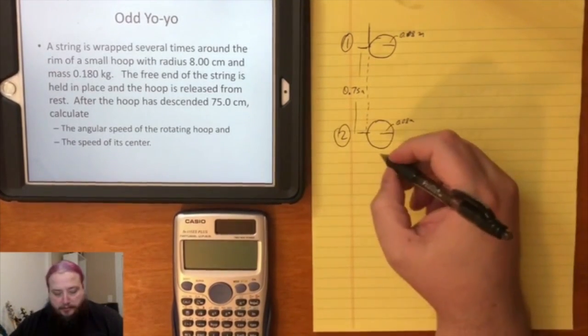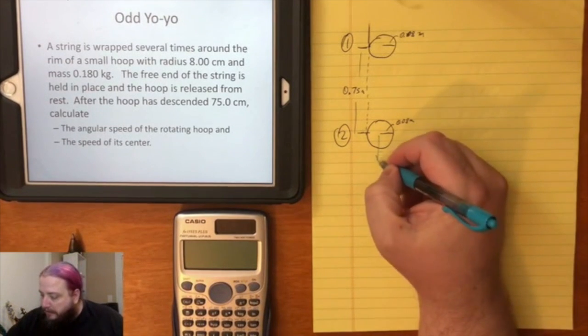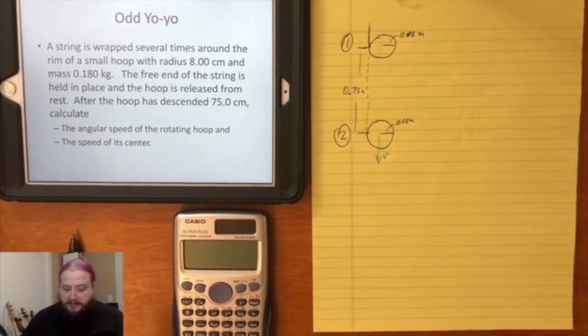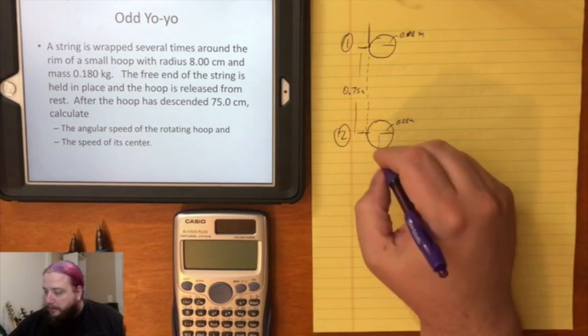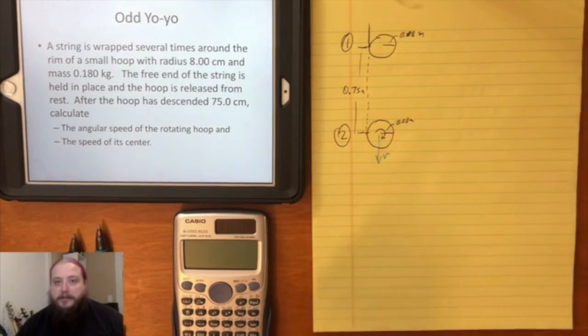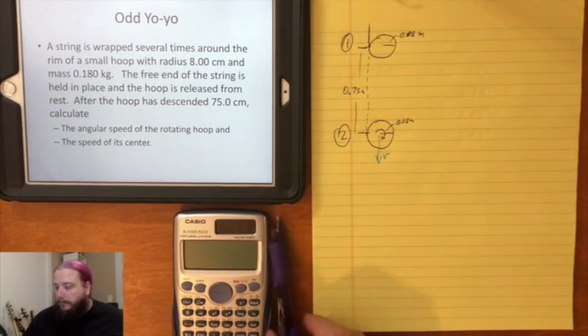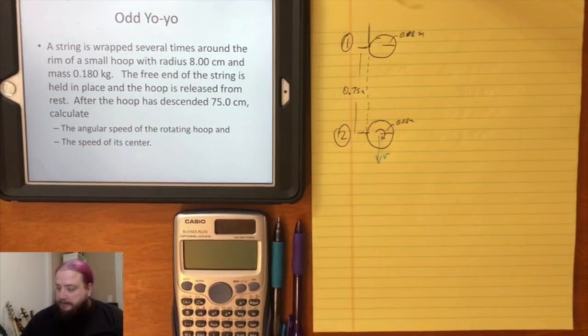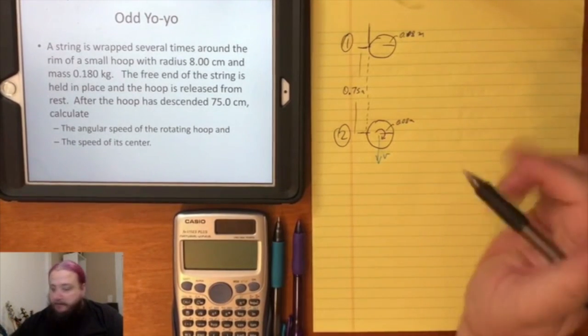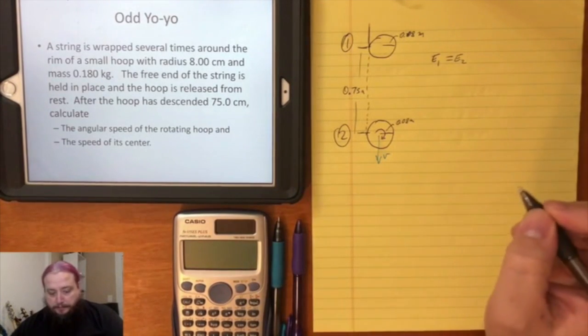And now down here at moment 2, it's got some speed, some velocity v that it's moving at, and also therefore, it must be rolling this way. So it's got an angular velocity going around like so. So energy is conserved. We can say that the energy at moment 1 equals the energy at moment 2.